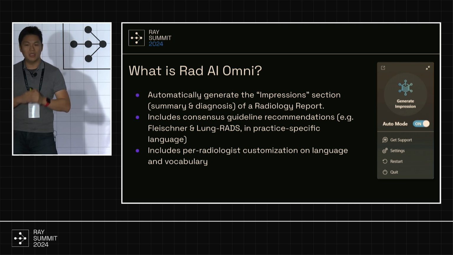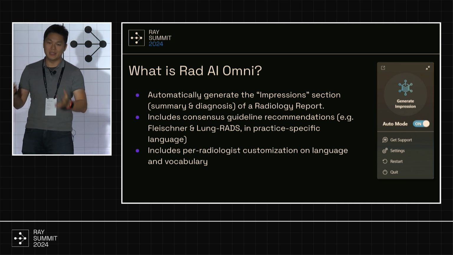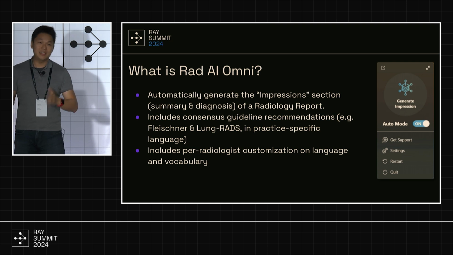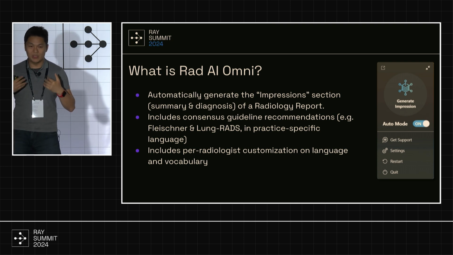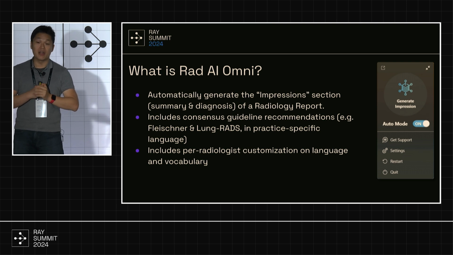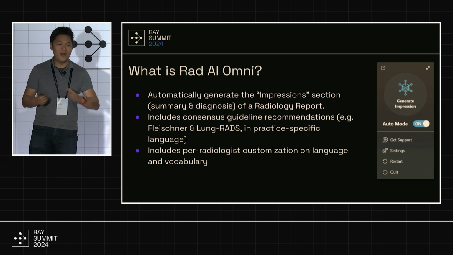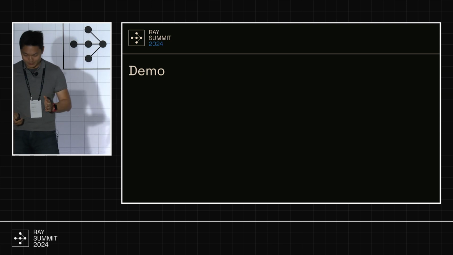In the current world, a radiologist would have to look up the consensus guideline, which is a bit like a dictionary, a book, and then dictate it back in. What we do is ingest the consensus guideline and add it onto our impressions automatically. So all this sounds very abstract. Let's look at a demo.